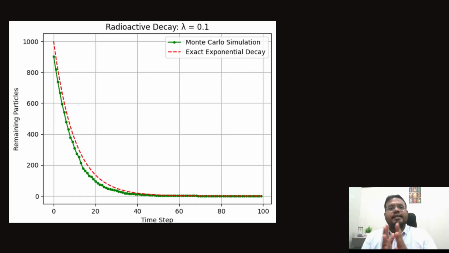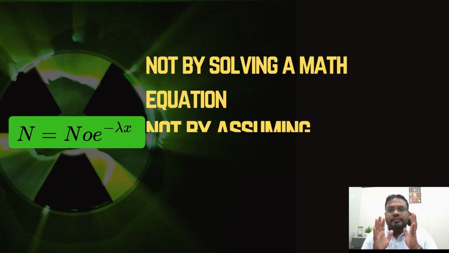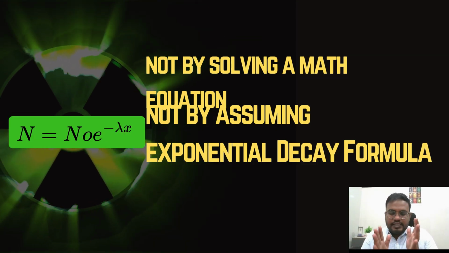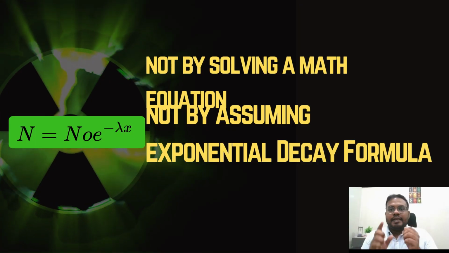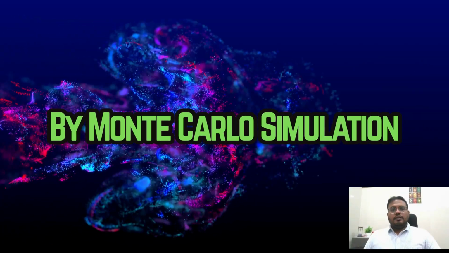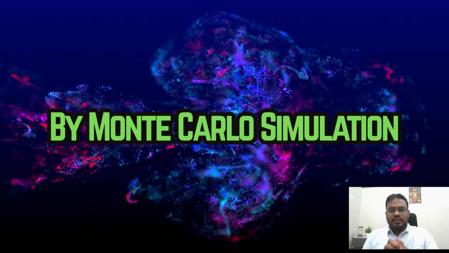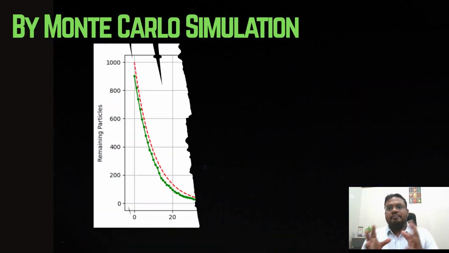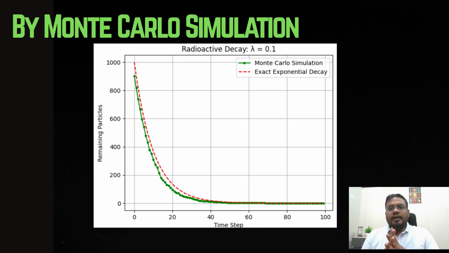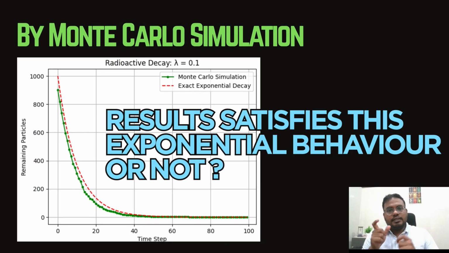You have to understand here that we simulate radioactive decay not by solving a math equation, not by assuming an exponential decay curve, but by the randomness of nature, by Monte Carlo simulation. Along with the Monte Carlo simulation, we will also plot the mathematical solution of radioactive decay, that is the exponential decay formula, and then we will check whether our simulation results satisfy this exponential behavior or not.